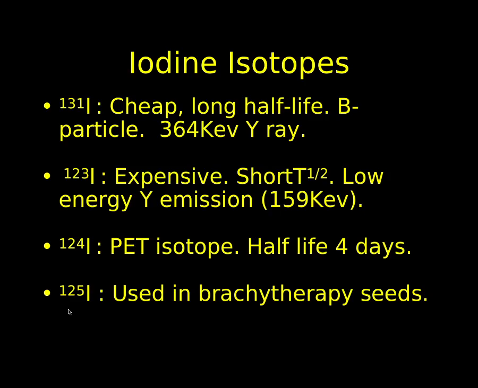Some people have used iodine 124 for positron emission tomography imaging because it is a positron emitter with a half-life of 4 days. However, it's not widely used in clinical practice. Iodine 125 is not used in thyroid imaging, but I'm just mentioning it for completeness. It's used in brachytherapy seeds for prostate therapy, for example.